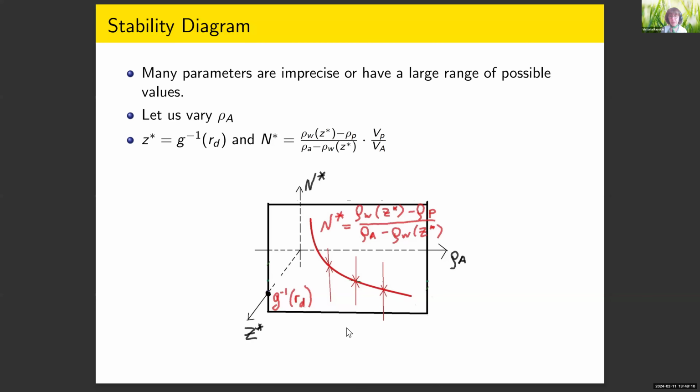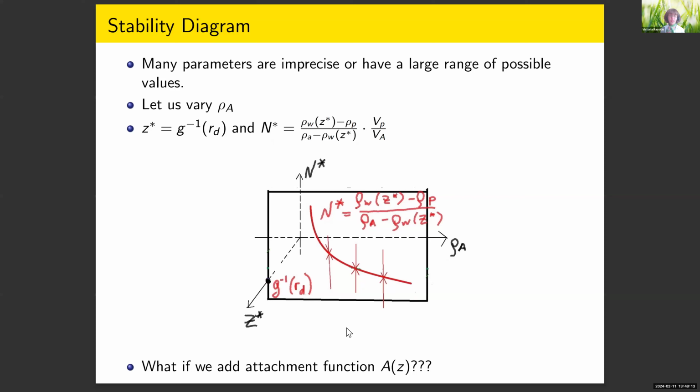And of course, another question is, what if we add attachment functions? So how can we analyze this system, possibly involving some numerical calculations? There are some questions that can be studied related to specific locations. So probably there are some interesting questions that students can discover with this system.